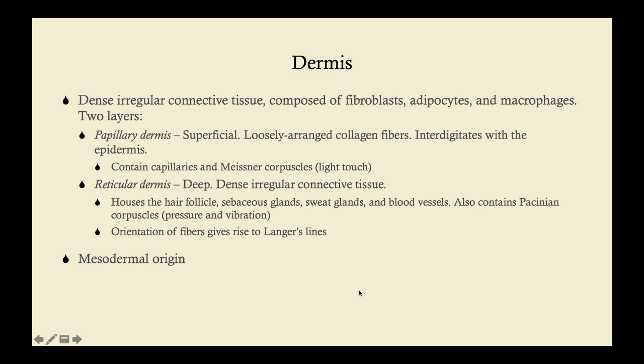Okay, the dermis is a dense, irregular connective tissue composed of fibroblasts, adipocytes, and macrophages, as well as a couple specialized nervous structures. And it's divided up into two layers. The papillary dermis, which is more superficial, it's looser, still collagen fibers, and it interdigitates with the epidermis.